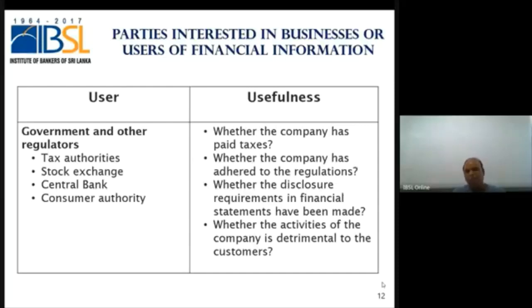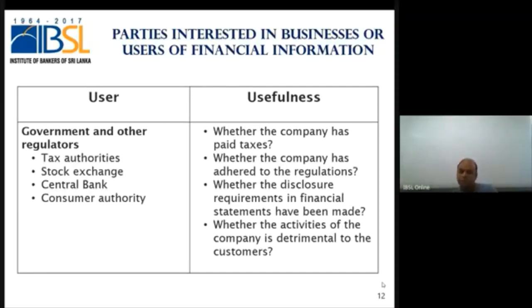So these government and other regulators are operating, and they are also interested in this financial information. Why? To see whether the company has paid taxes, because the biggest source of revenue for the government is the taxes paid by the companies. So it is important for the tax authorities to know the financial performance of the company.